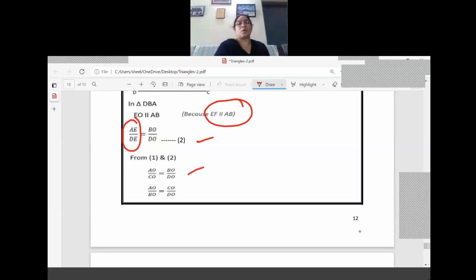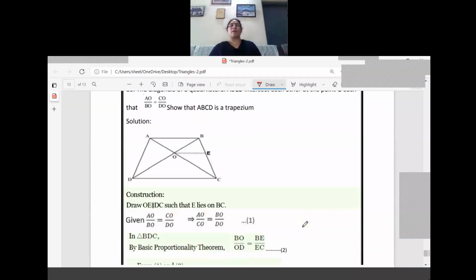After this, we required BO here. So we are doing cross multiplication, right? So we are bringing AO by BO equal to CO by DO. Now, one more question is there. I think we can complete this one.